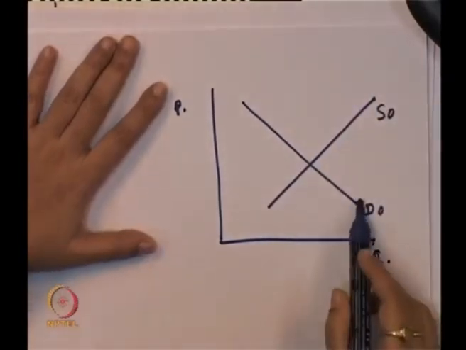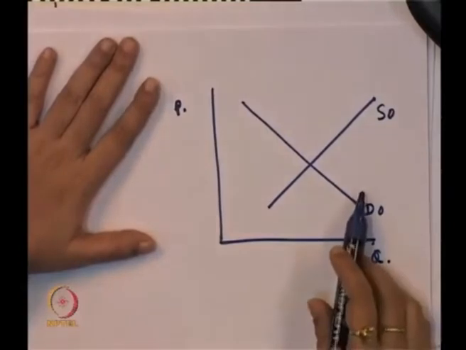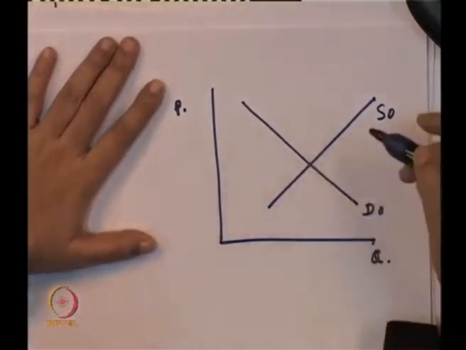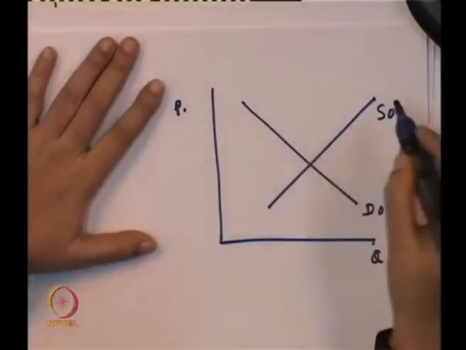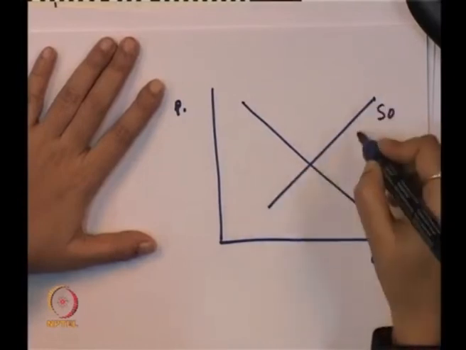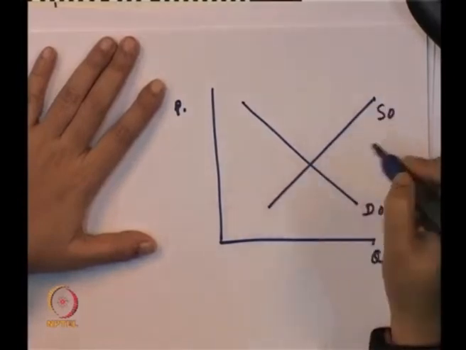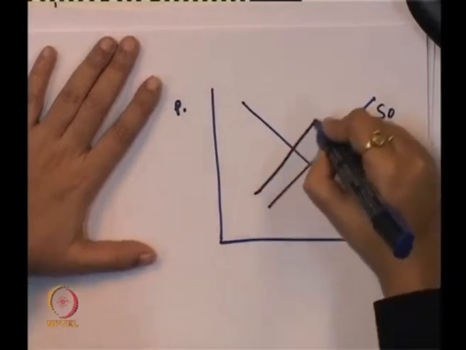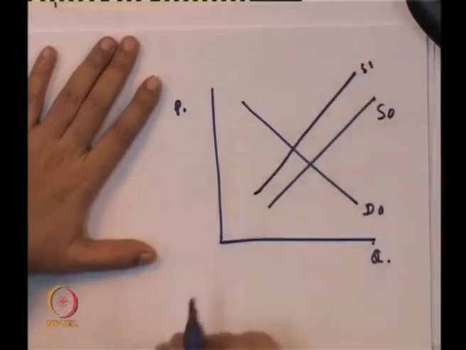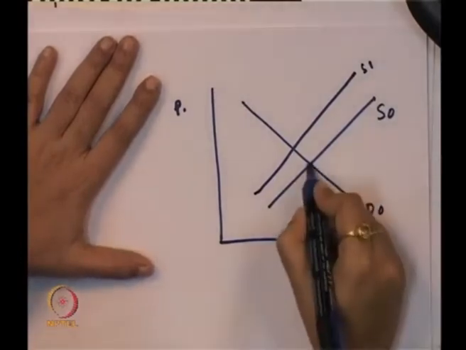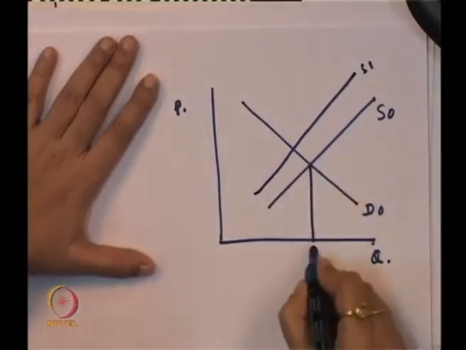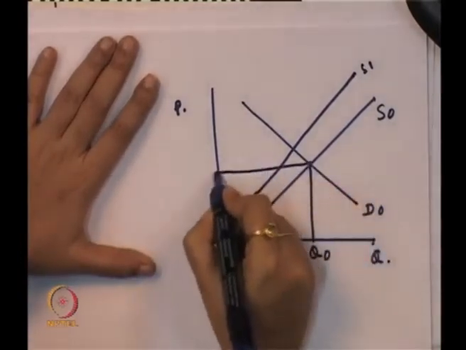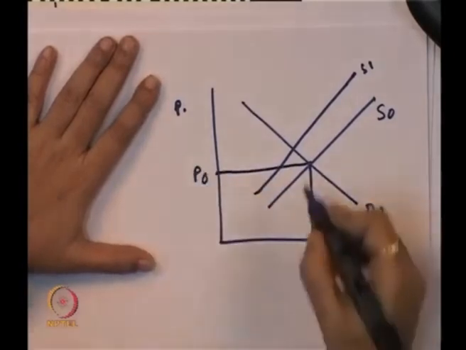D0 is the demand curve, S0 is the supply curve. There is imposition of tax, and the imposition of tax will be represented through the decrease in the supply, and that leads to a decrease in the supply from S0 to S1. Now, this is the equilibrium quantity, this is the equilibrium price.